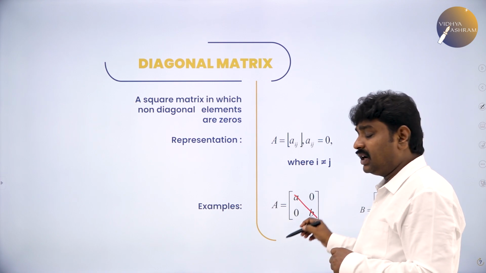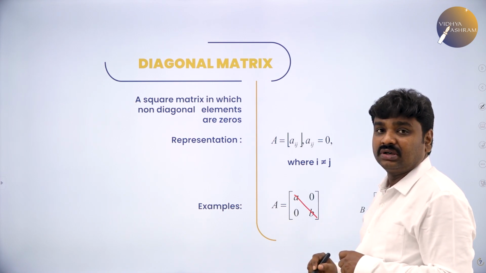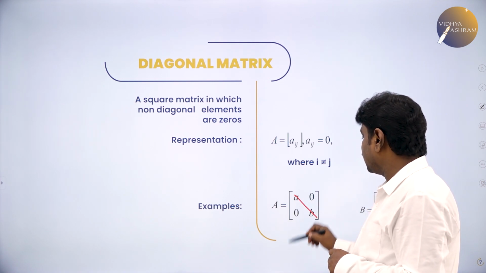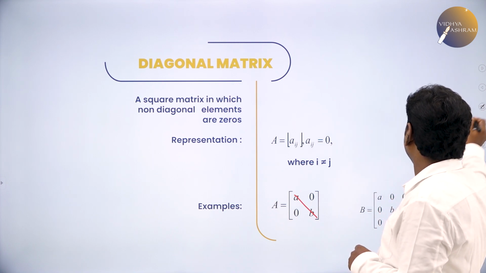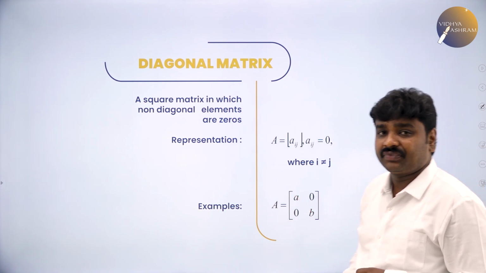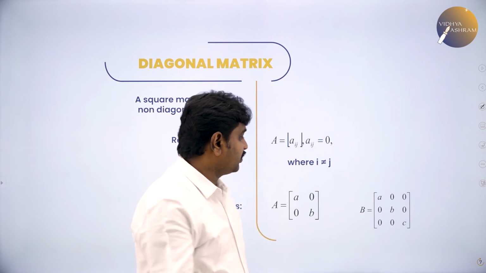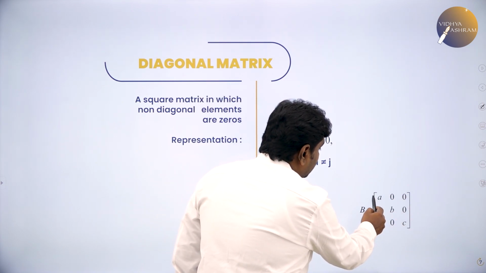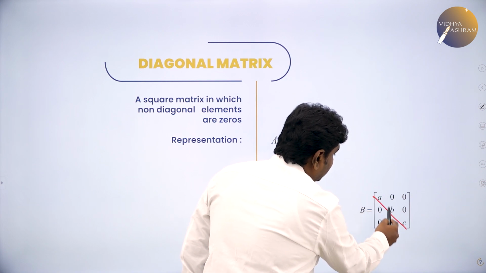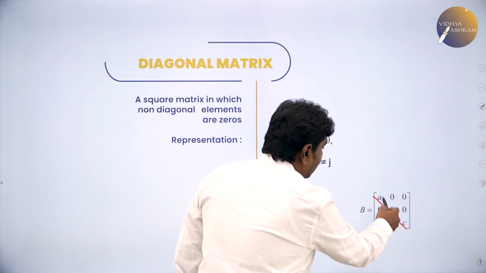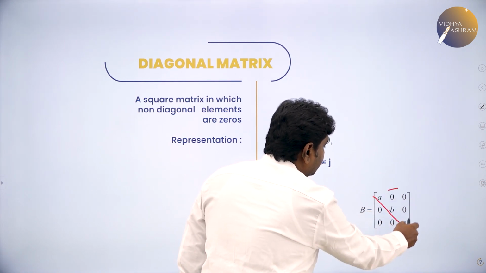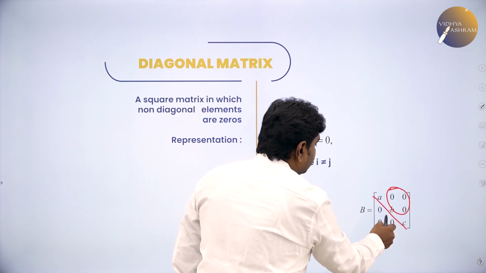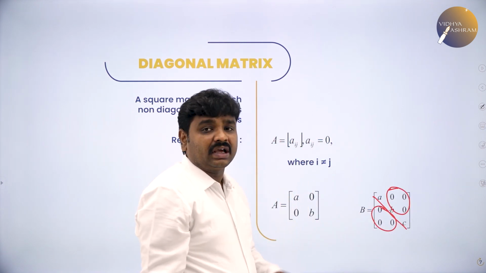Other than the diagonal, non-diagonal elements should be what? Zeros. Here diagonally we have A and B. Non-diagonal are what? Zeros. Therefore this is called a diagonal matrix. This is a 3 cross 3 diagonal matrix, 3 rows and 3 columns. So here you can see diagonally we have elements A, B, C, but other than the diagonal, all are zeros. Therefore this is a diagonal matrix.